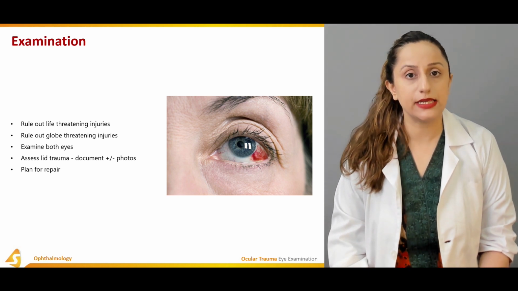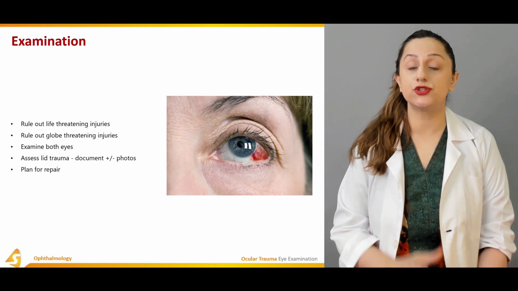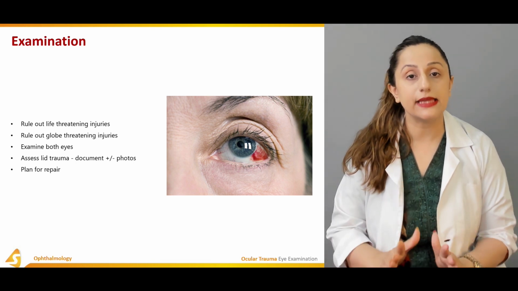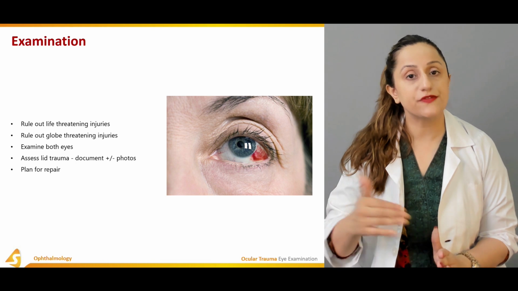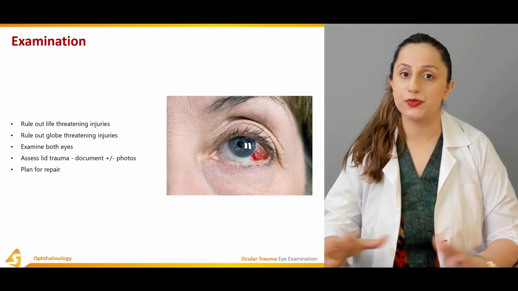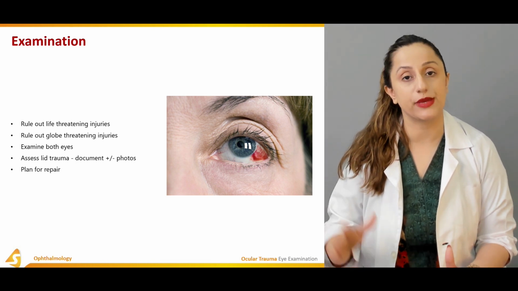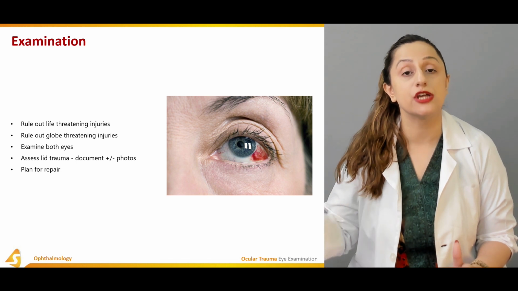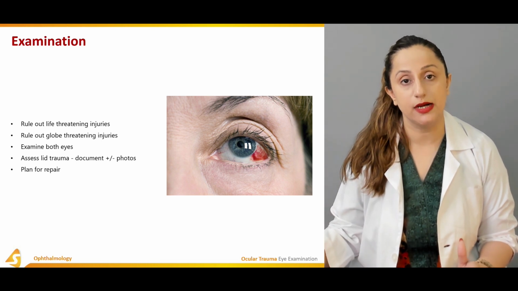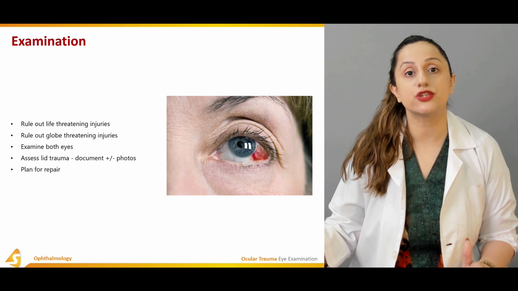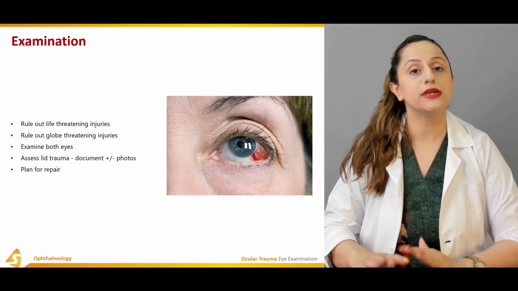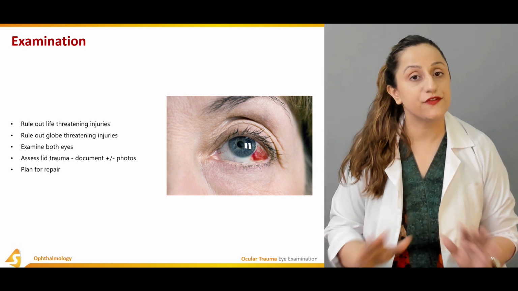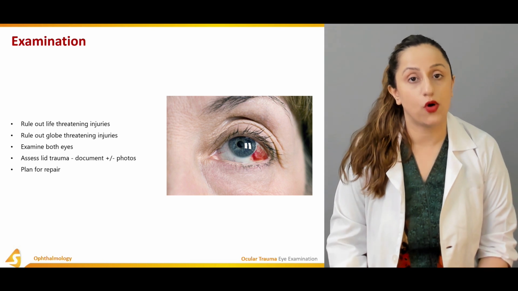Plan for repair is very important. You're going to make a particular treatment plan that is designed for this particular person. Because if it is a case of a blunt trauma, the treatment is going to be completely different from a case of a penetrating or a perforating sharp weapon injury trauma. And on the other hand, if it is a case of a chemical injury, it is going to be a completely different treatment plan in all of these cases.